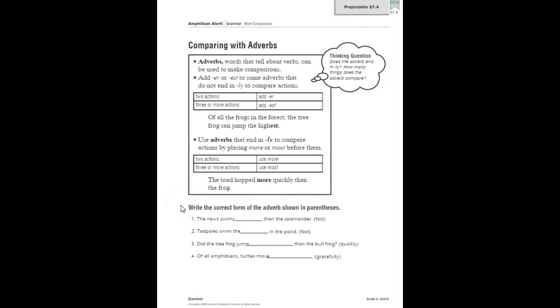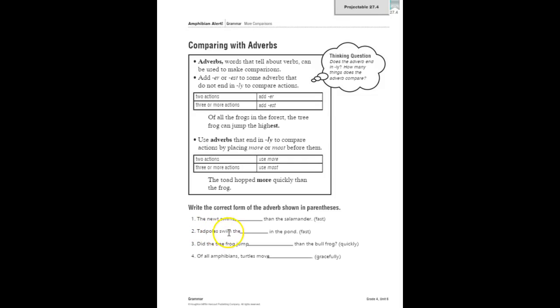So let's look at the sentences here on your screen. We're going to talk about the correct form of the adverb shown in parentheses. Number 1 says, the newt swims fast than the salamander. How many actions are we comparing? Just two, how the newt swims and how the salamander swims. So fast does not end in ly, so we need to add er. The newt swims faster than the salamander.